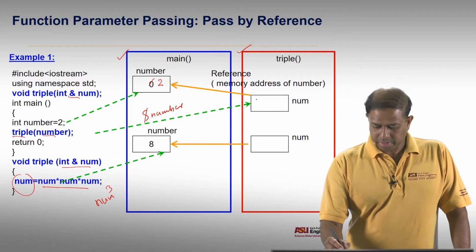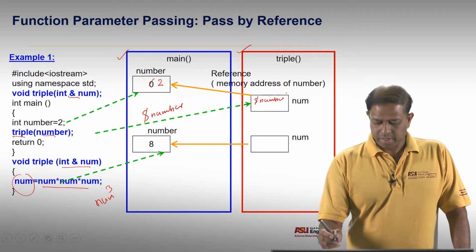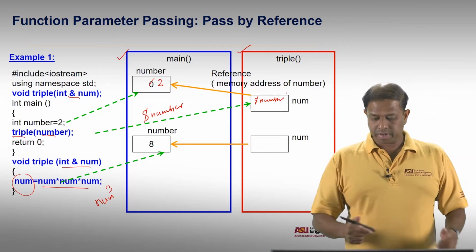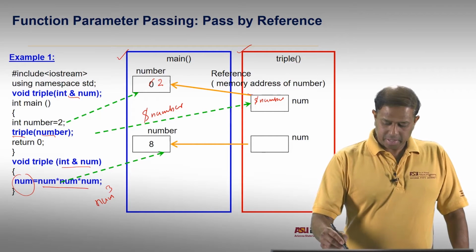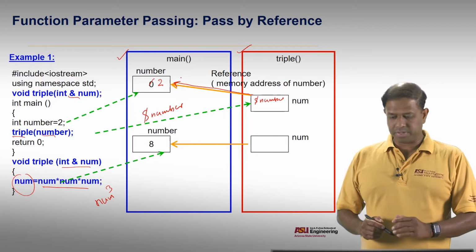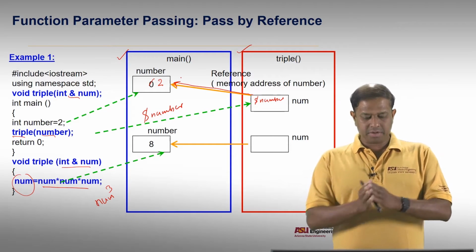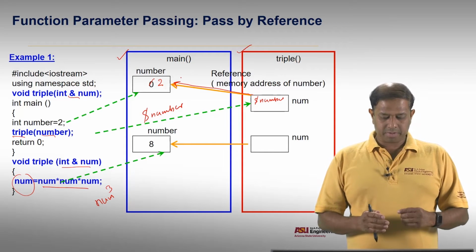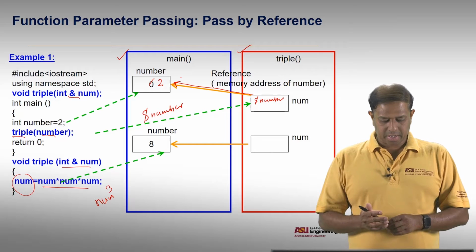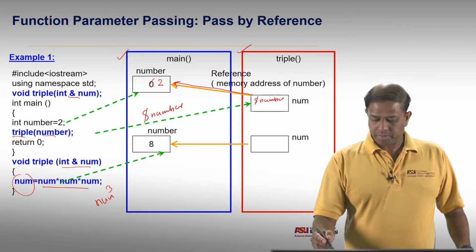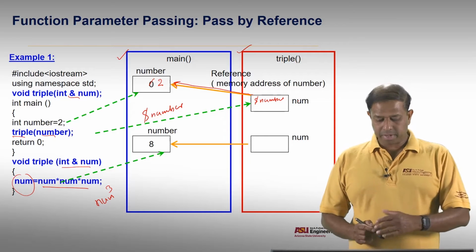So therefore num is going to have the memory address of the number, right? Whenever we say that a particular data member is holding the memory address of another, that essentially makes it point to the same memory location where the original data is stored. So num is also pointing at the same memory location where number is stored. Now whatever changes I make using num will happen in the number itself, right?